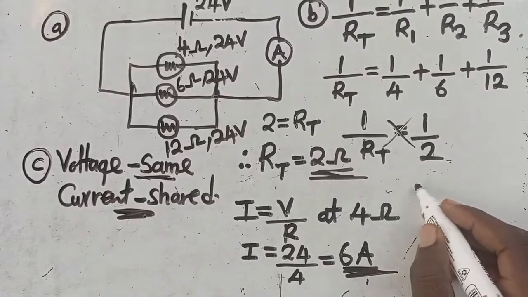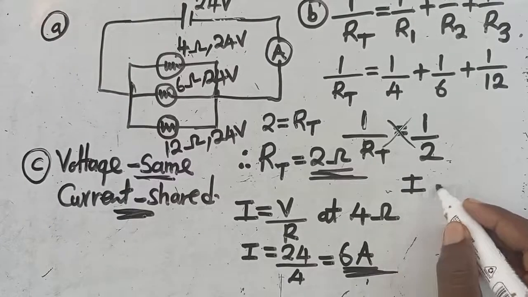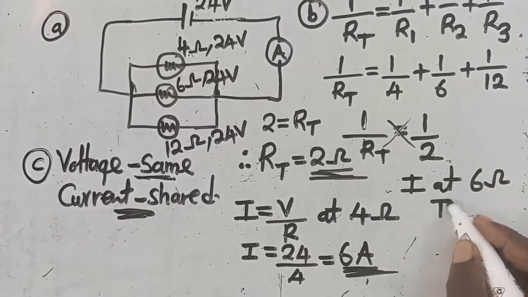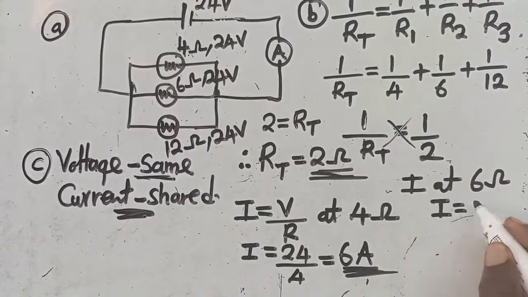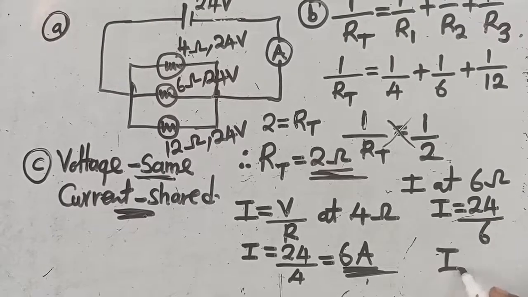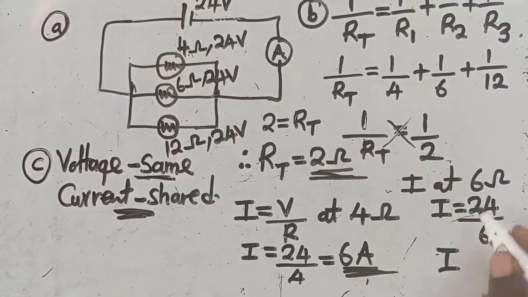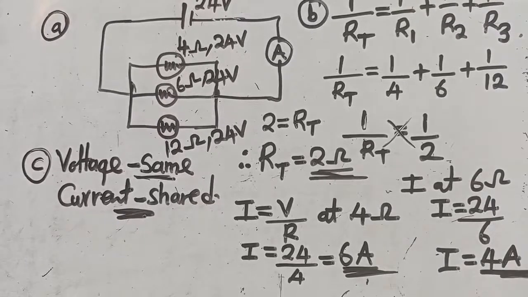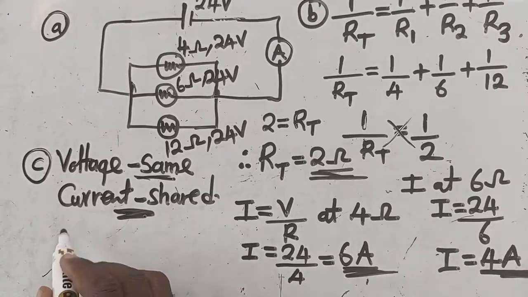I also find the current at 6 ohm. Current is equal to voltage 24 over 6. What is the answer? If I divide there, I'm getting a 4. So I say 4 amps. This is the formula. This is the answer.